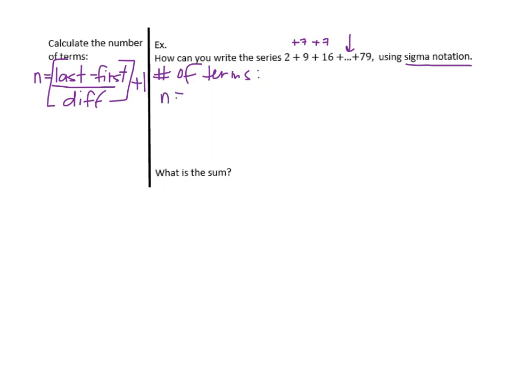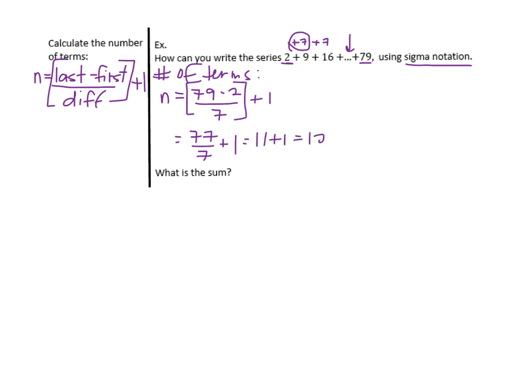N equals. It looks like the last term is 79, and I'm going to subtract the first term, which is 2. Divide that answer by the common difference, which it looks like we're adding 7 each time, so I'm going to divide by 7. I'll get that answer and then add 1 to it. 79 minus 2 is 77, divided by 7 plus 1. 77 divided by 7 is 11, plus 1 is 12. There are 12 terms in our sequence. That will help us with our sigma answer.